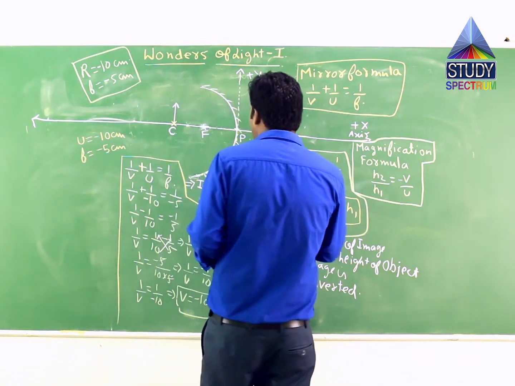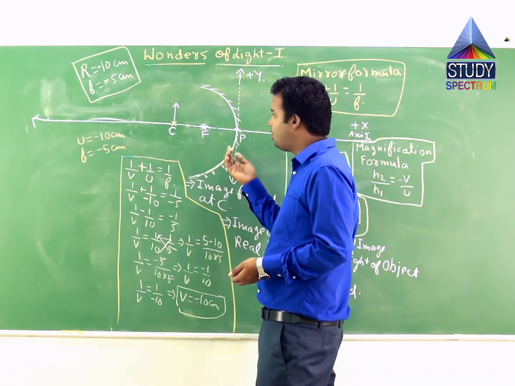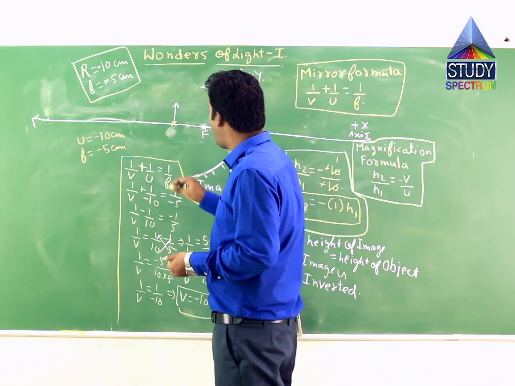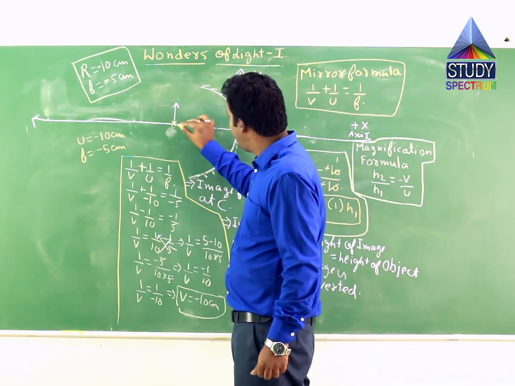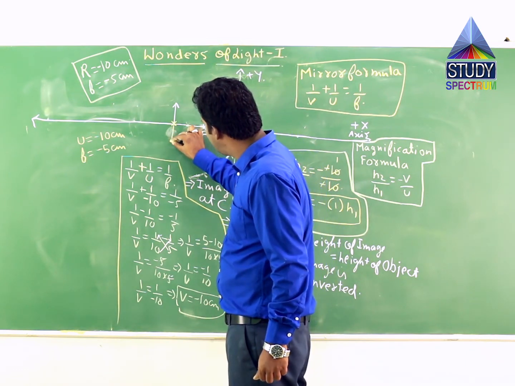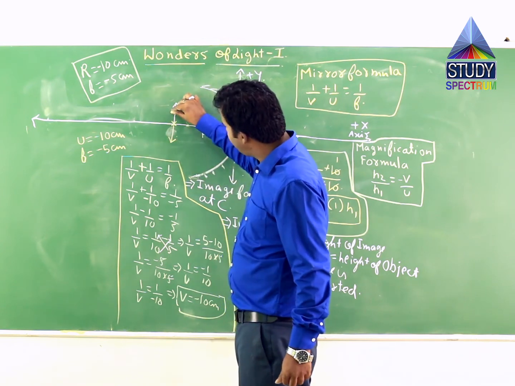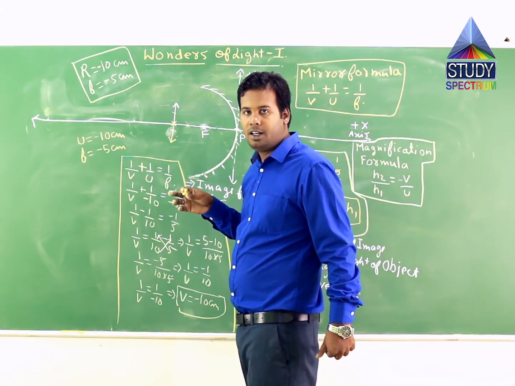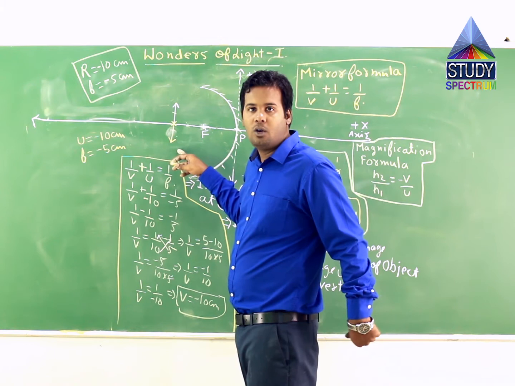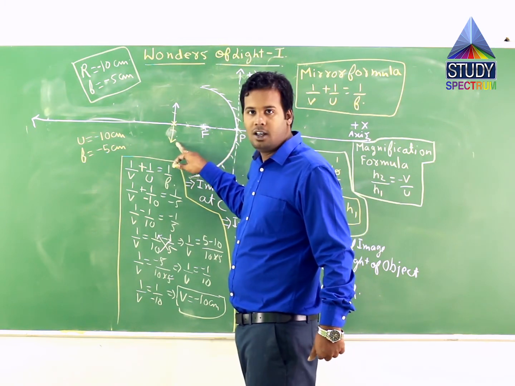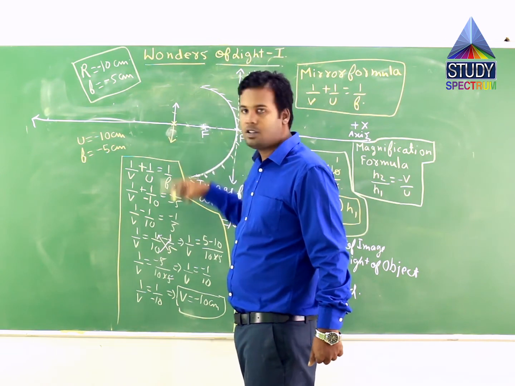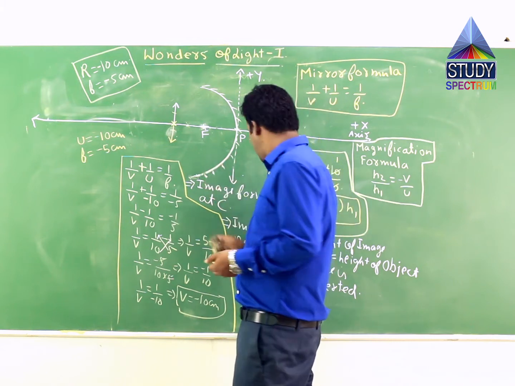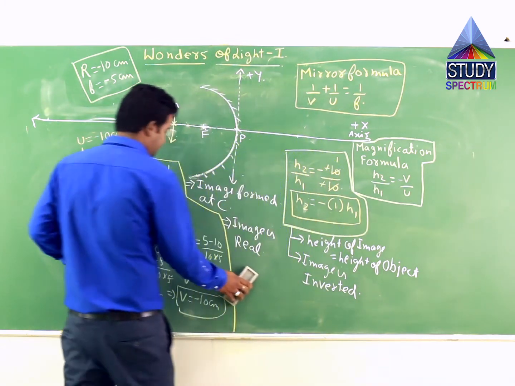Now let us move further towards pole. And also, if you want to draw the image, we can draw image like this. These 2 lengths are equal. Why? Because height of image was coming out to be equal to height of object, and inverted because this value is coming out to be negative. So this yellow line which you can see is image, and this white line which you see is object. Correct?